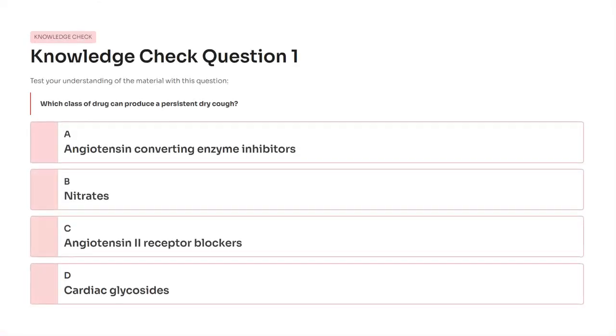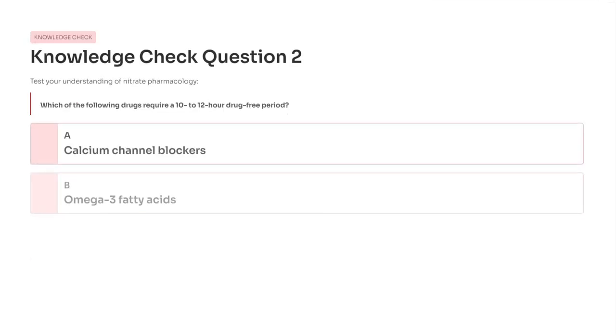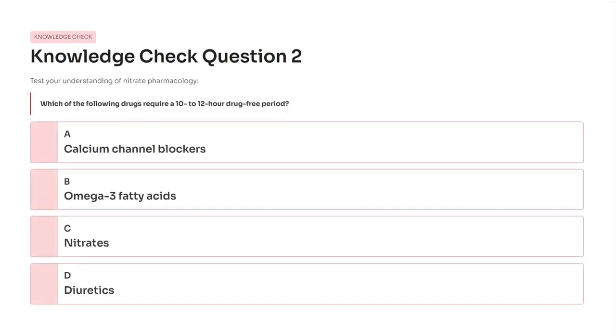Okay, let's do a check on knowledge. Which class of drug can produce a persistent dry cough? Is it an angiotensin converting enzyme inhibitor? Is it a nitrate? Is it an angiotensin II receptor blocker? Or is it a cardiac glycoside? Which of the following drugs require a 10 to 12-hour drug-free period? Is it a calcium channel blocker, an omega-3 fatty acid, a nitrate, or a diuretic?